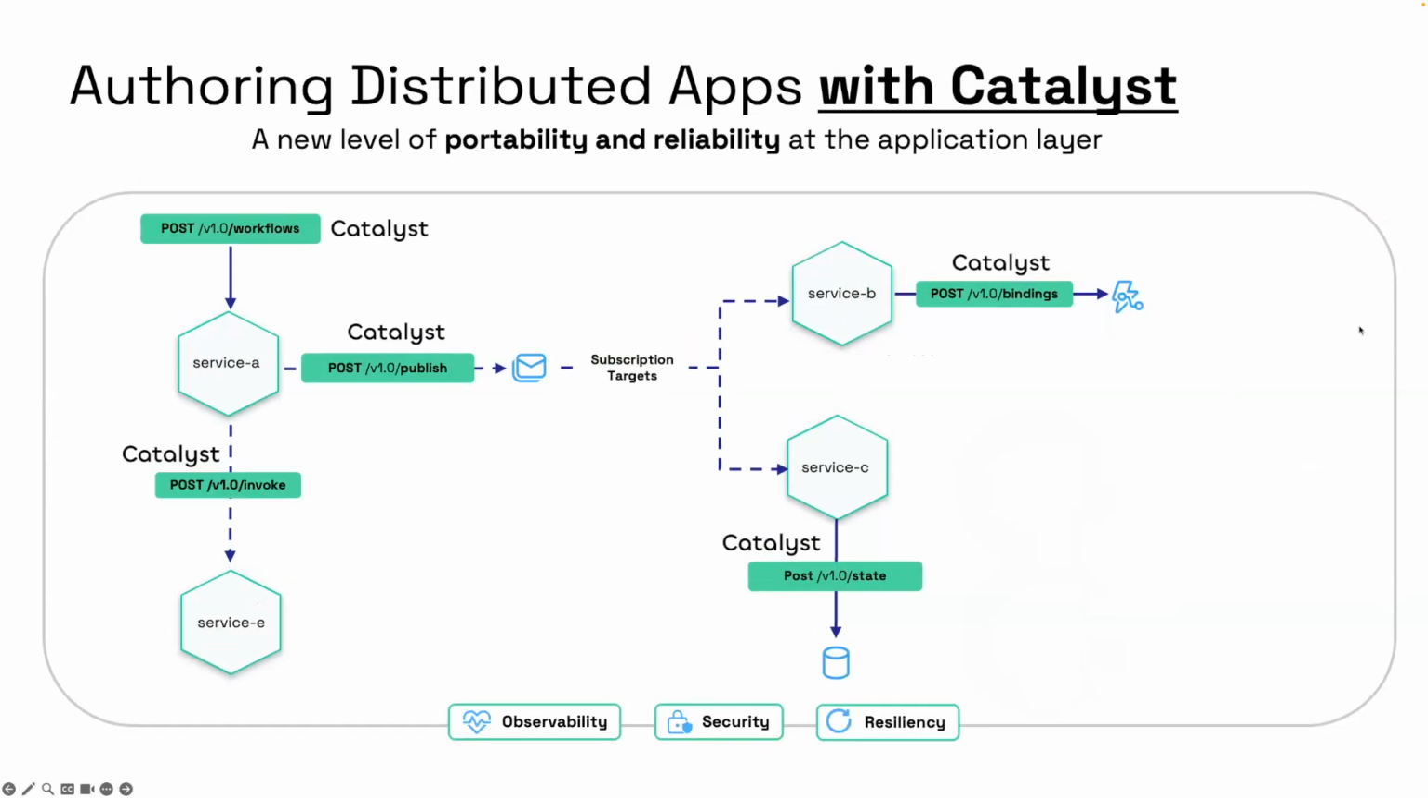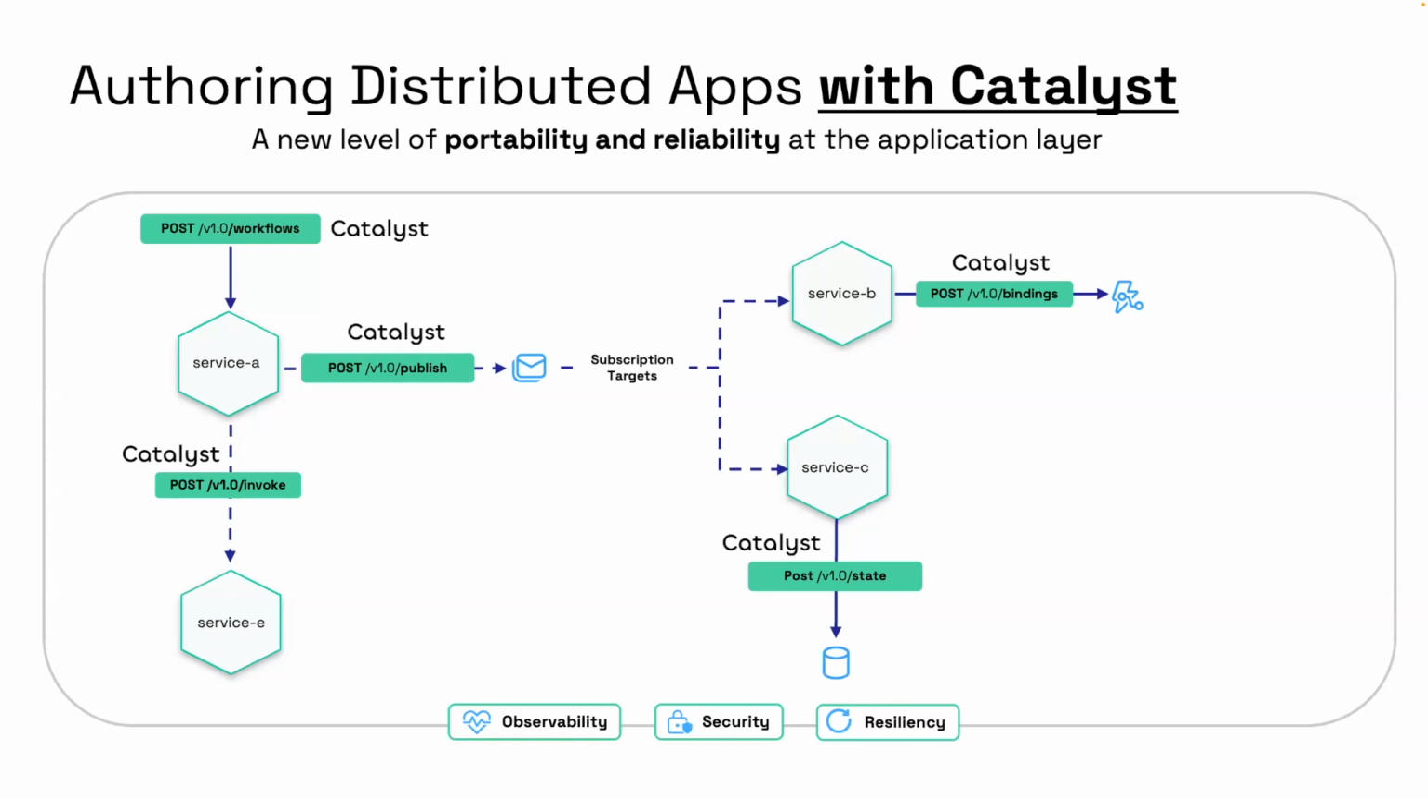And so that's why we developed Catalyst, which we think really offers a new level of portability and reliability at the application layer. What Catalyst is giving you is a single consistent API surface that you can access across any platform and any application or any language. You can see some of the APIs that we're providing in here for the distributed system patterns that I talked about before: workflows, publish and subscribe, service invocation for a request reply pattern.